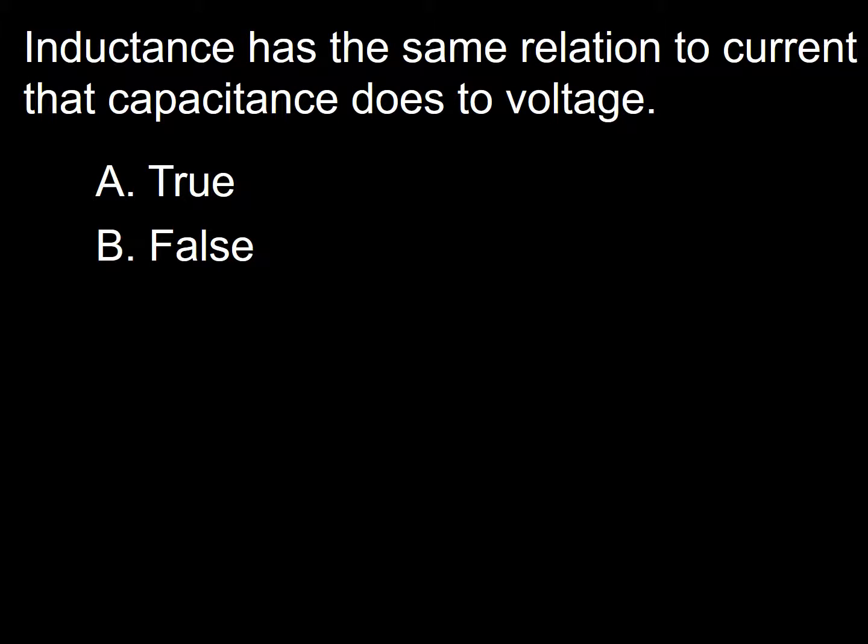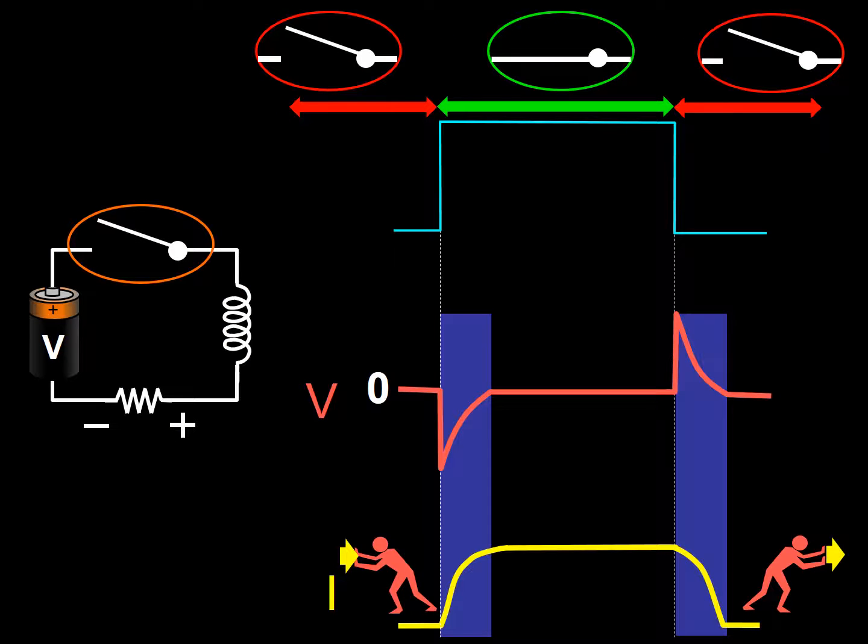Next question. Inductance has the same relation to current that capacitance does to voltage. A true, B false. When an inductor is being used, the behavior of voltage influences current.